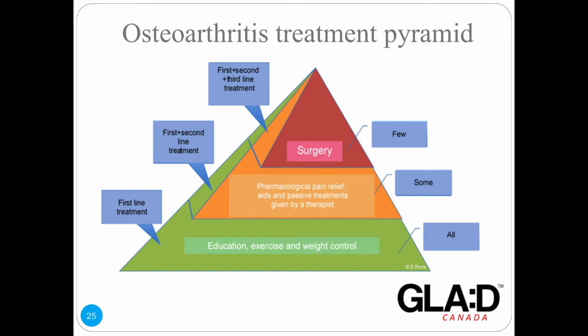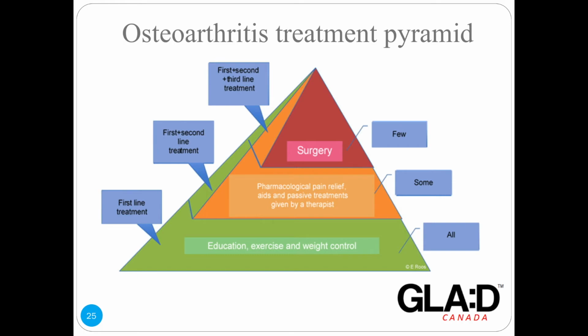If, for example, the first line of treatment is something that you have tried and worked on, but you're still dealing with pain, then potentially you move up into the orange section of the pyramid. And when we move up, we also bring along the base of that pyramid. So it's the first and second line of treatment.